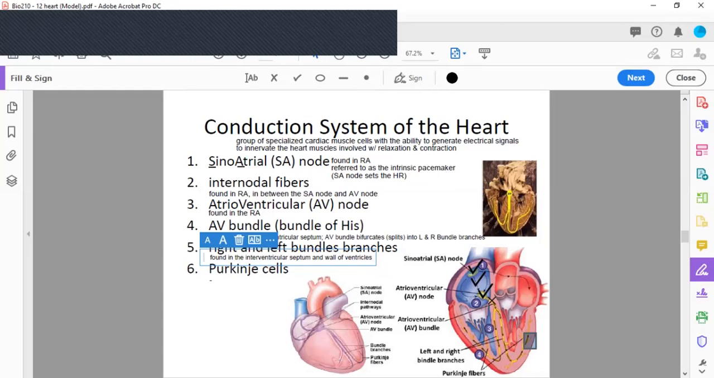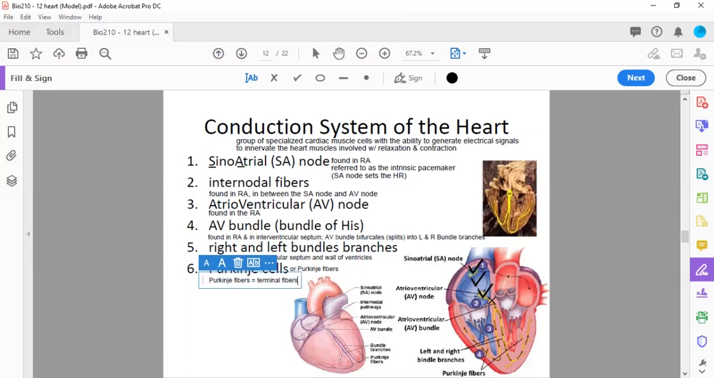And the Purkinje fibers, also known as Purkinje cells or Purkinje fibers, are terminal fibers that emerge from the bundle branches, and they are found in the wall of the ventricles.